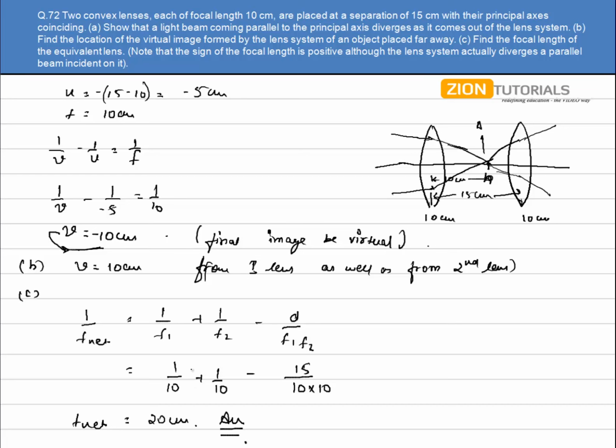Now one thing to note, as it is written over here, is that the sign of the focal length is positive although the lens system actually diverges a parallel beam incident on it. That is what is happening.